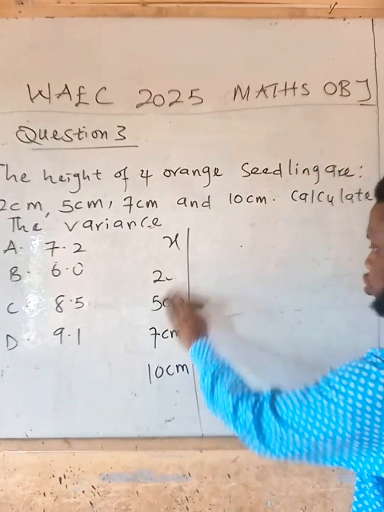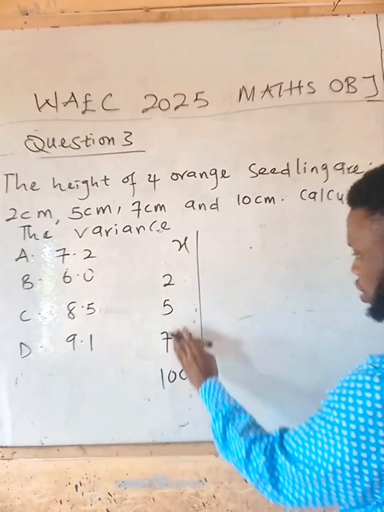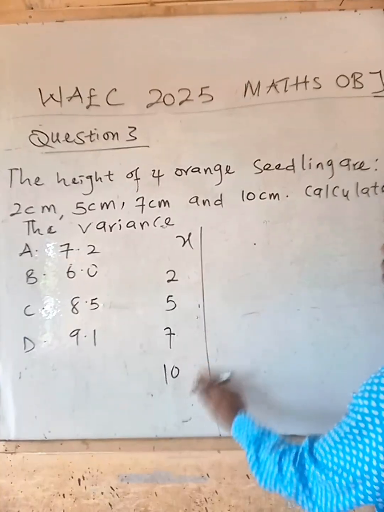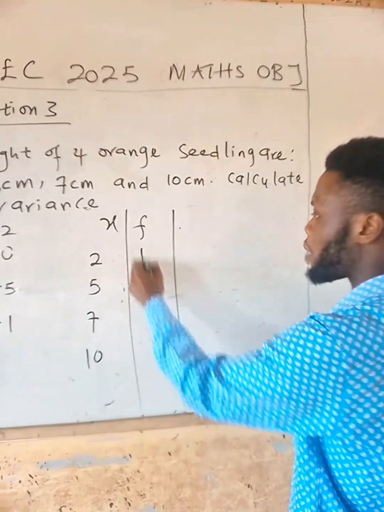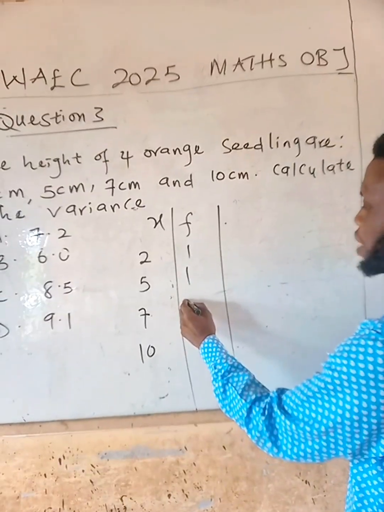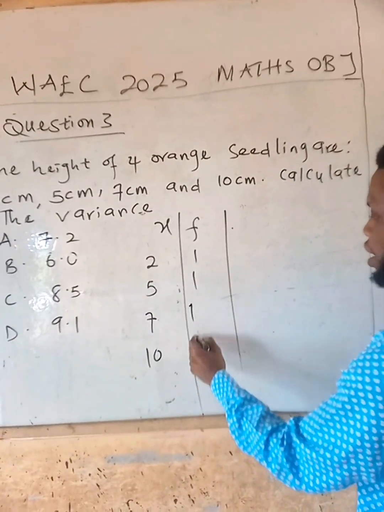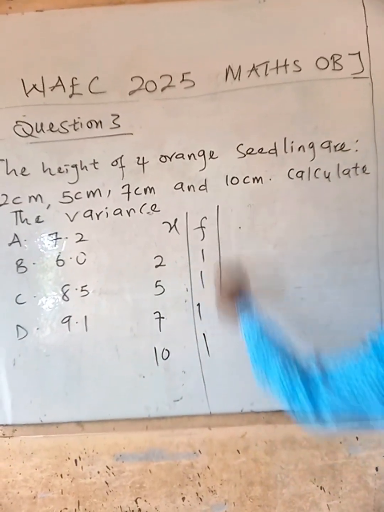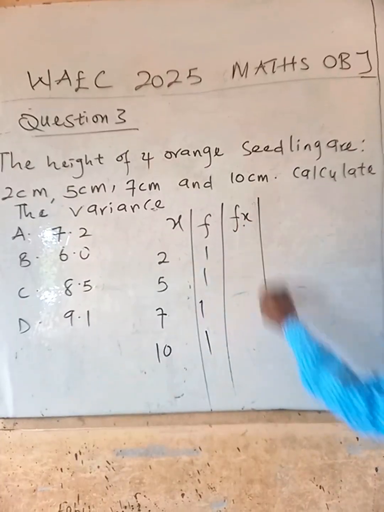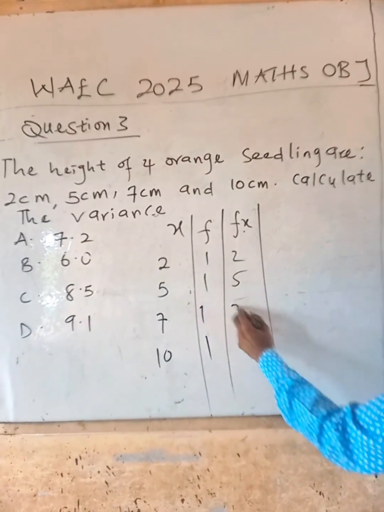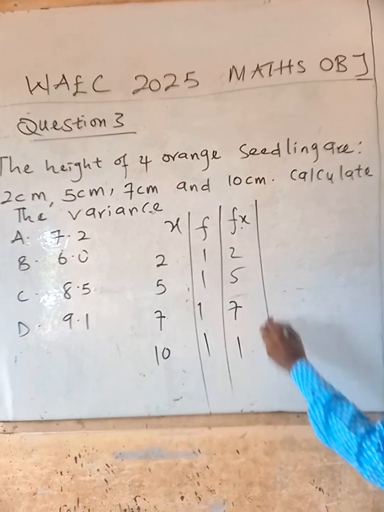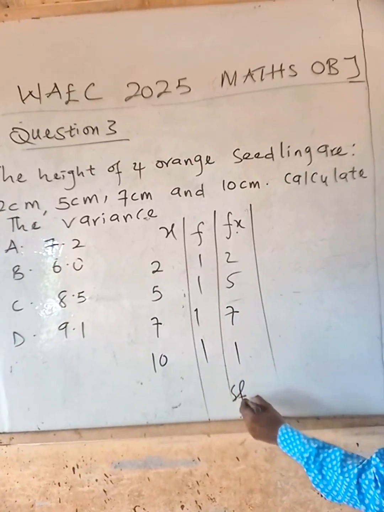We can also exclude the centimeter, and we have f. So they appear once: 2 appears once, 5 appears once, 7 appears once, and 10 appears once. So we have fx, that is x times f: 2, 5, 7, 10. So what is the sum of this summation?